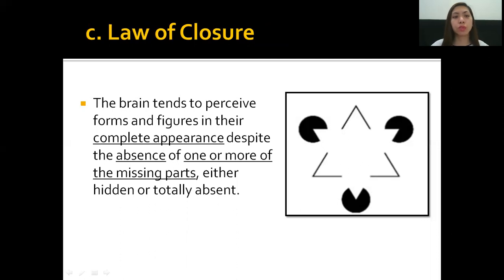Then we have the law of closure. The brain tends to perceive forms and figures in their complete appearance despite the absence of one or more of the missing parts, either hidden or totally absent. In this figure, we can see that the triangle is missing parts, which make it incomplete.